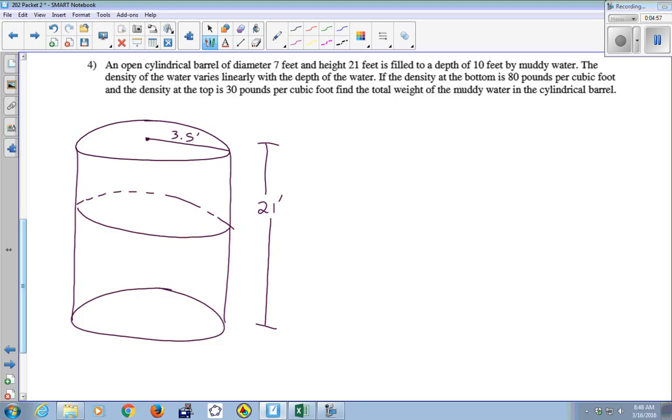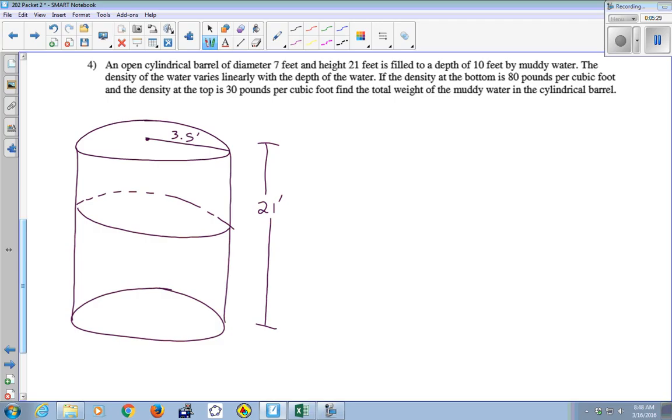All right, so muddy water, more mud tends to be at the bottom of the barrel, right? The mud kind of settles down at the bottom. So the density of the mud in the water is not constant. There's more mud at the bottom than the top. And they tell us about how it varies, right? It says the density of the water varies linearly with the depth of the water. So we've got density and depth. Those are two things that are varying here.